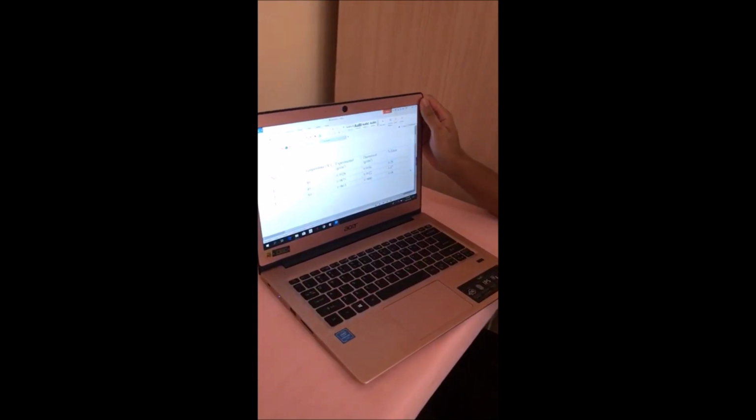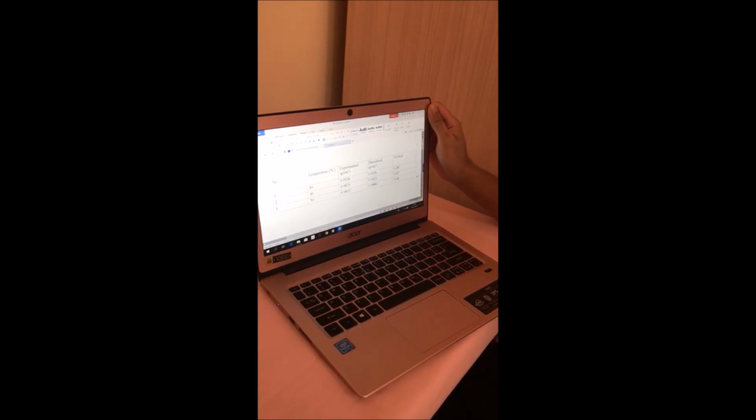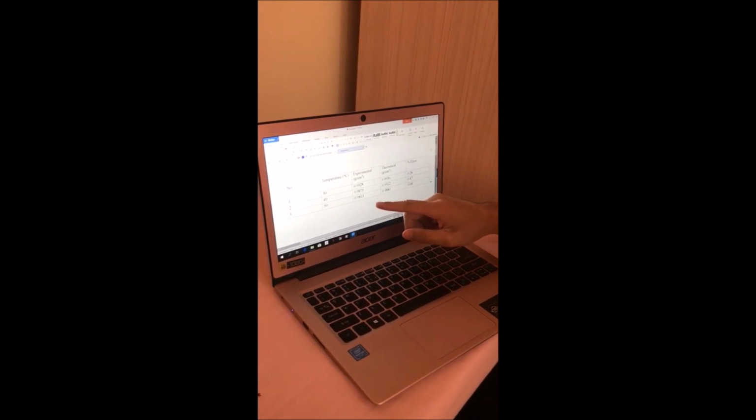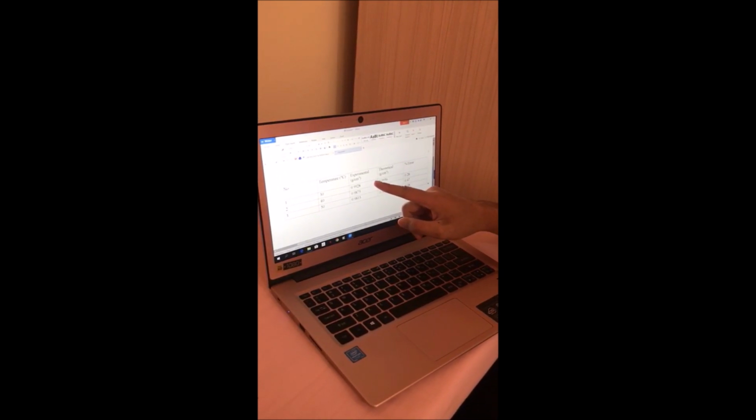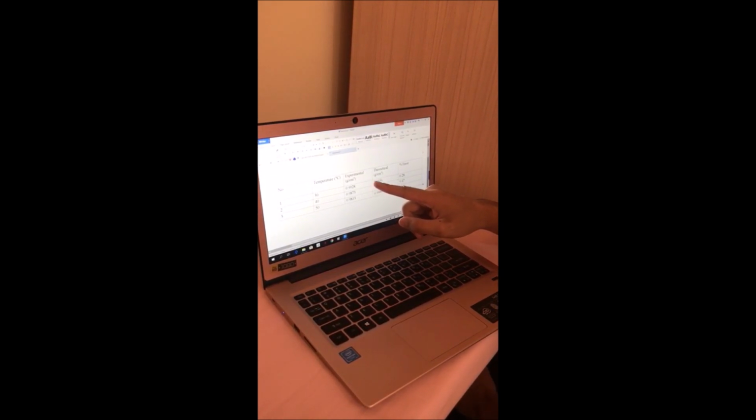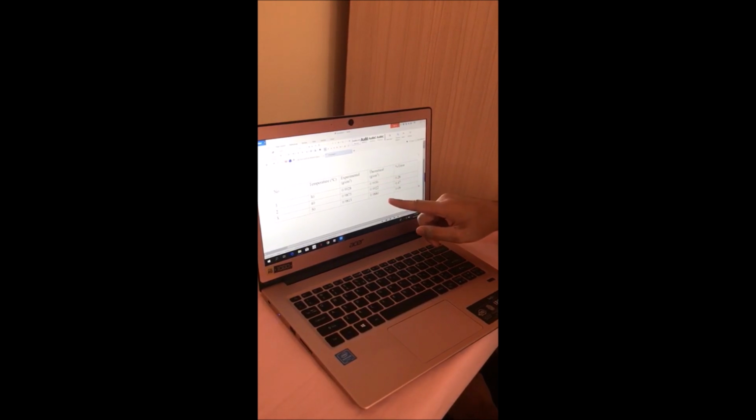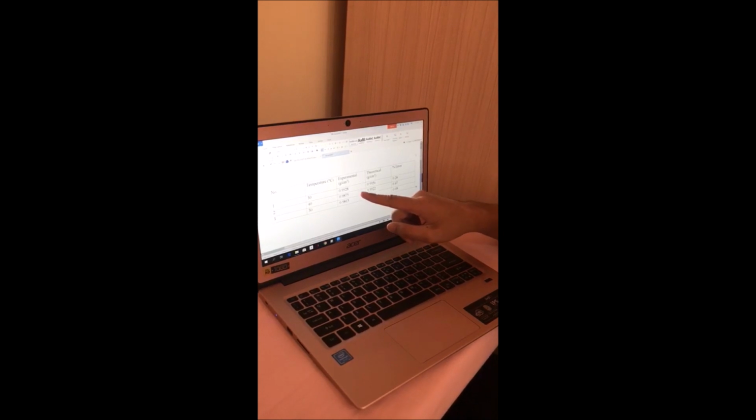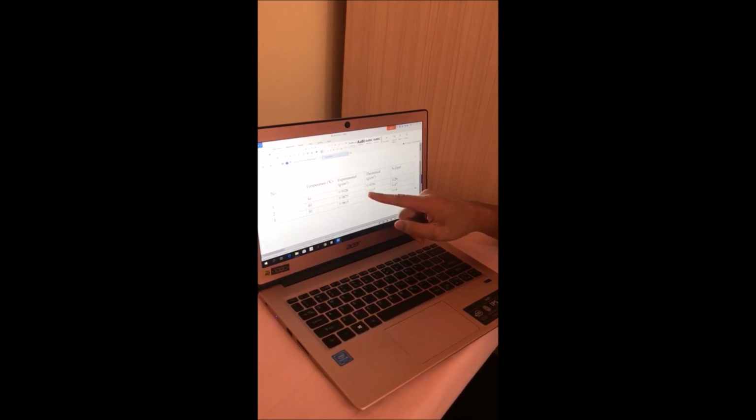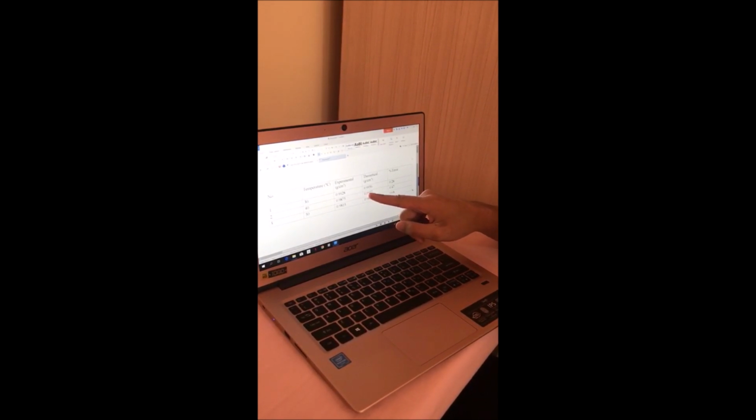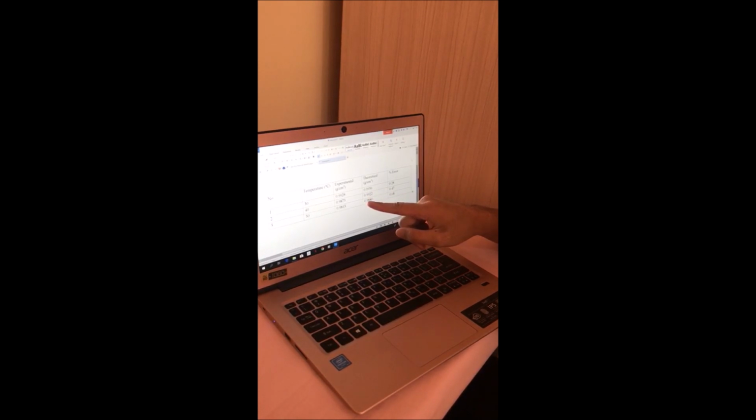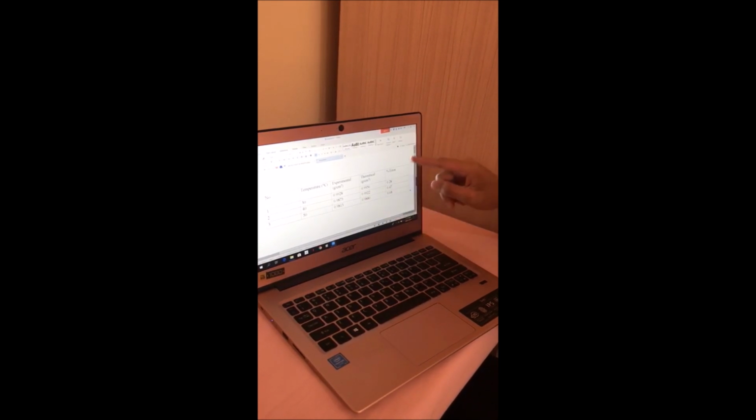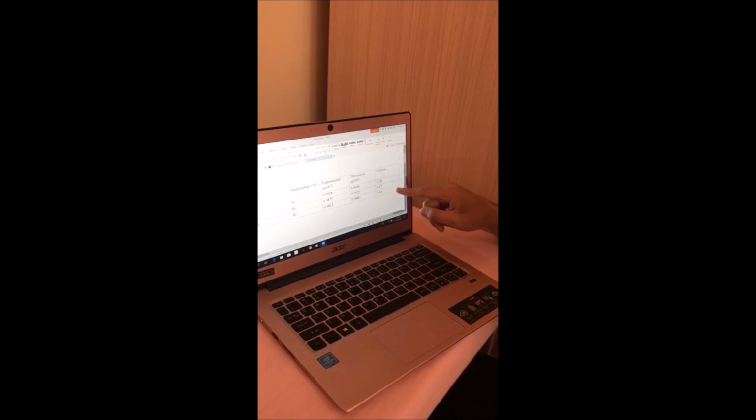Okay, so this is the results for the experiment. As we can see, the experimental density and the theoretical density of water are different, and as the temperature increases, both the experimental and theoretical values of the density of the water decrease, and the percentage error increases.